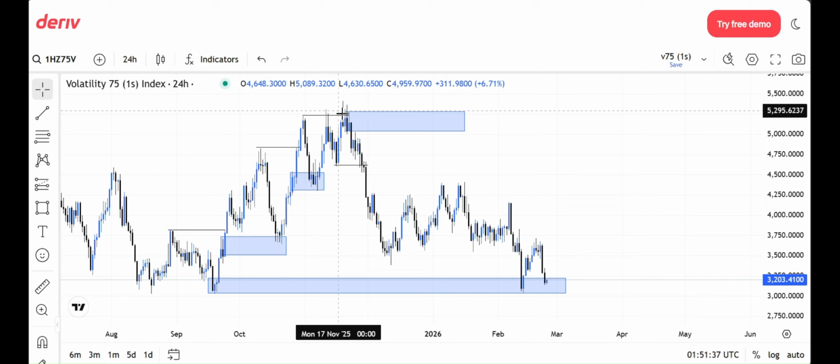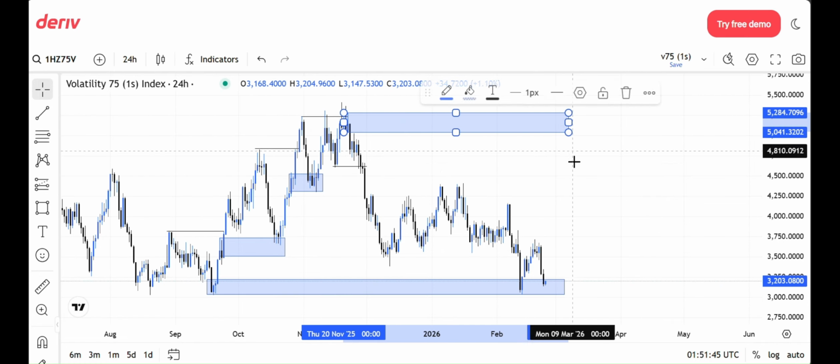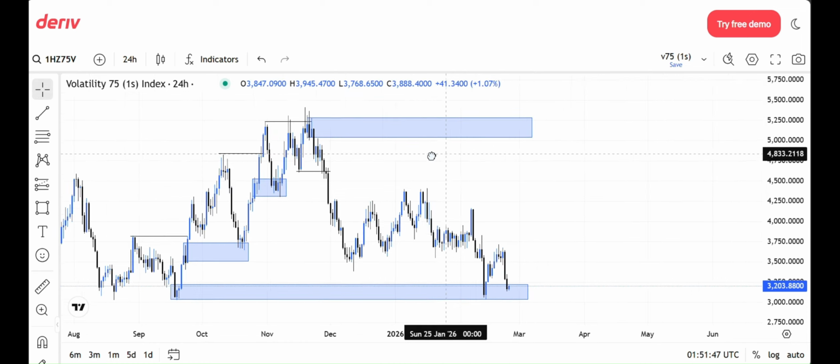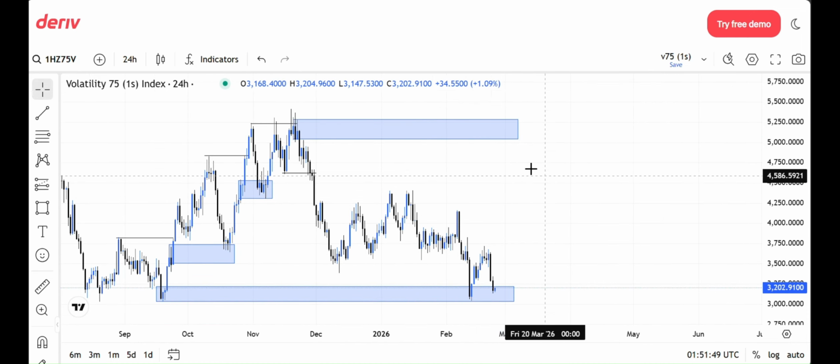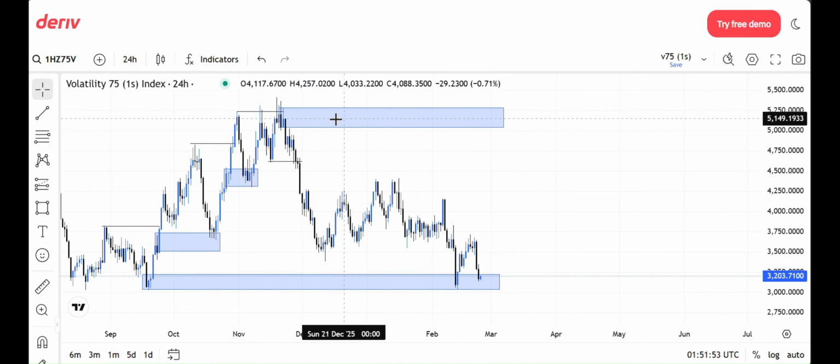So after this break of structure to the downside, there was much rejection here, and then there was a break of structure to the downside. This zone caused the break of structure, meaning this is a valid zone that we should be looking at in the future. This is a strong high.